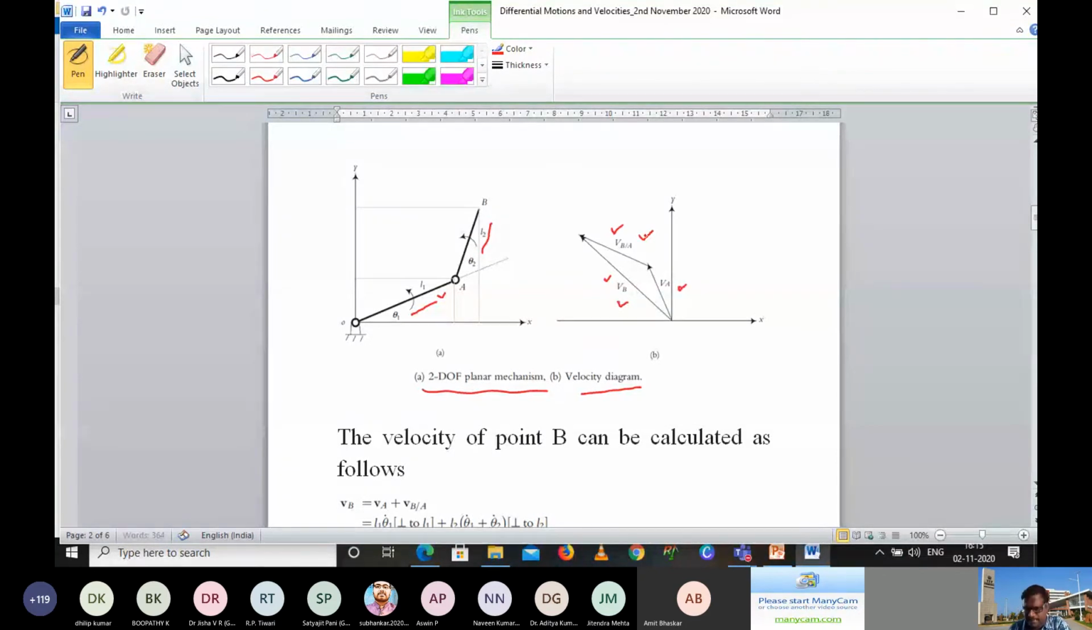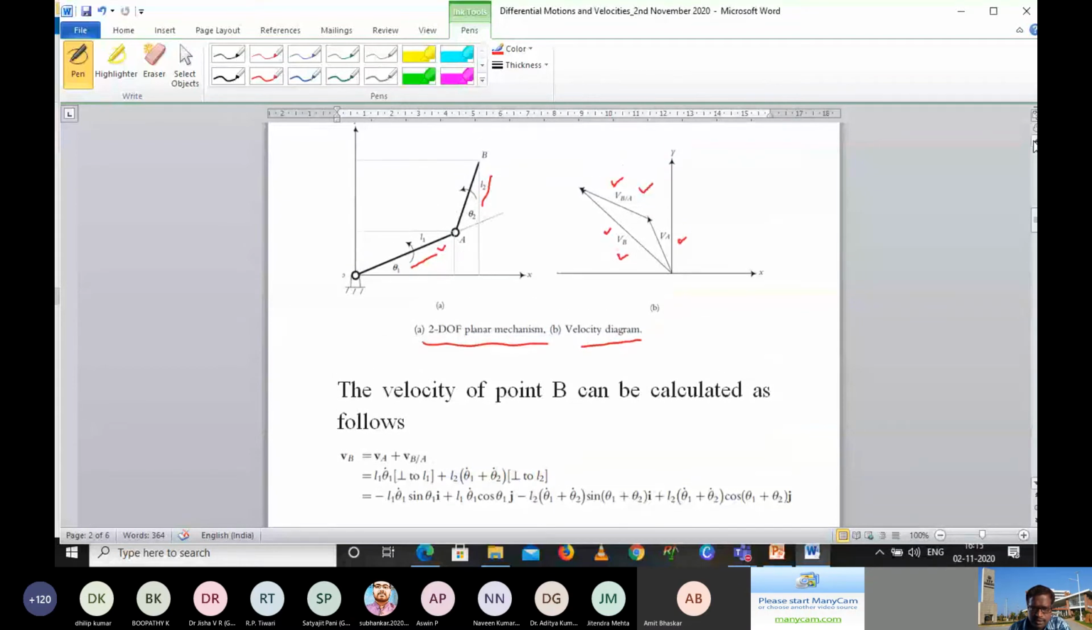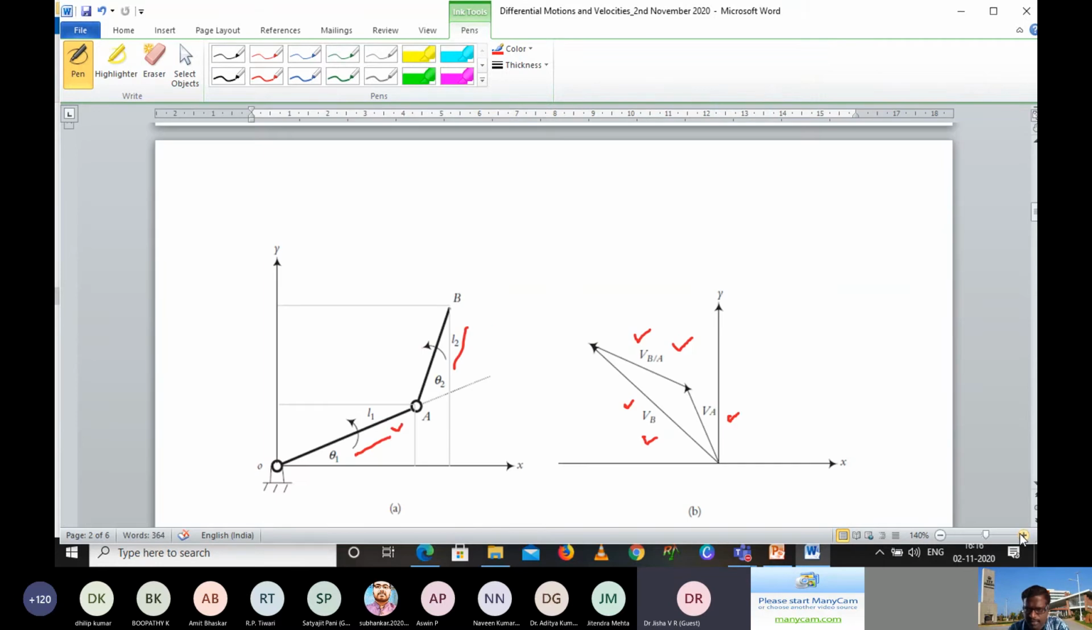This velocity, how to calculate it? The velocity of point B, how will we calculate it? Anyway, I will keep the screen so that you will understand. So here the VB, if you are writing... Sir, will you please zoom the screen? Yeah, sure. Is it okay now? Are you able to understand? Yes, now. Yeah.